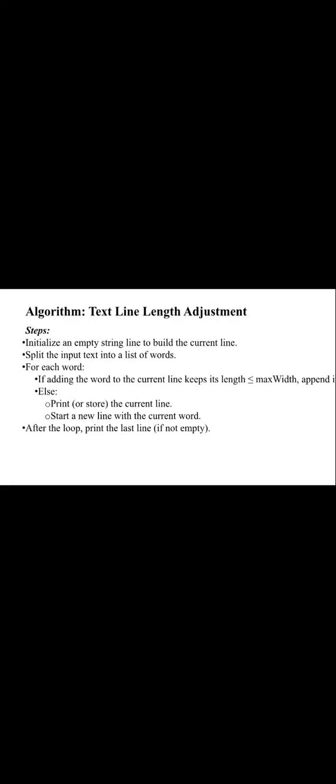So what are the steps to be followed in order to perform text line length adjustment? First, initialize an empty string line to build the current line. Then split the input into the list of words. So what you have to do, first you have to initialize an empty string for the current line. Then split the input text into the list of words.